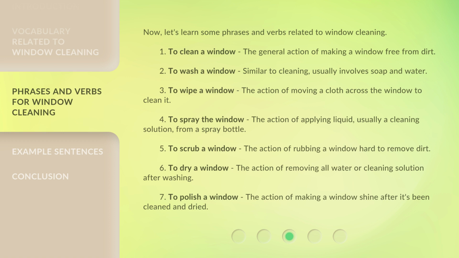4. To spray the window, the action of applying liquid, usually a cleaning solution, from a spray bottle. 5. To scrub a window, the action of rubbing a window hard to remove dirt. 6. To dry a window, the action of removing all water or cleaning solution after washing. 7. To polish a window, the action of making a window shine after it's been cleaned and dried.